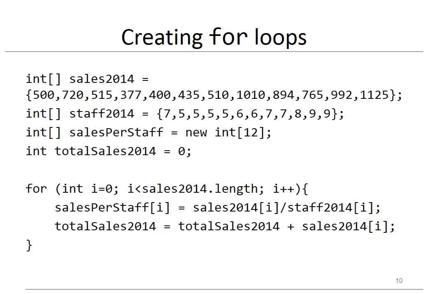Two things happen during each step of the for loop. First, we calculate salesPerStaff[i] as the division of sales2014[i] by staff2014[i]. This allows us to calculate the sales per staff for each month. Next, we update totalSales2014 as totalSales2014 plus sales2014[i], hereby accumulating the total amount of sales during the year 2014.